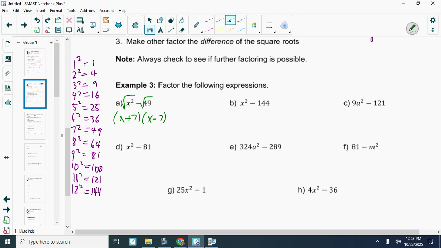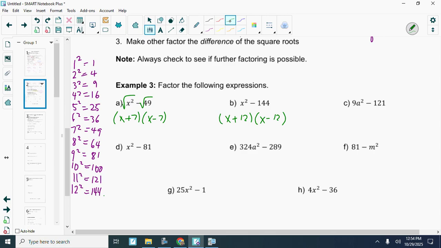Okay, so we have an x squared minus 144. You can either check with your calculator, do the square root of 144, or you remember that, oh yeah, 12 times 12 is 144. So you have an x plus 12, and you have an x minus 12.